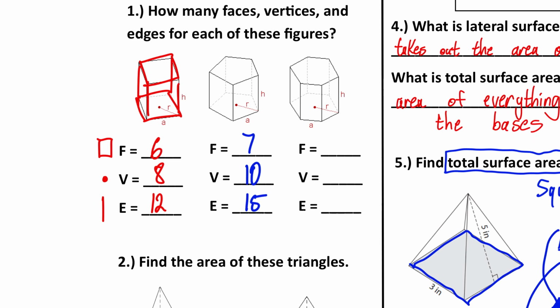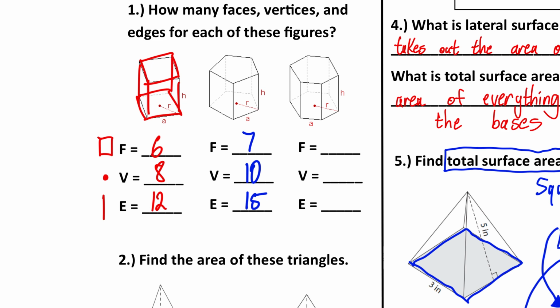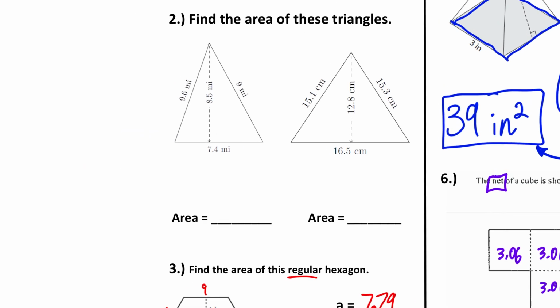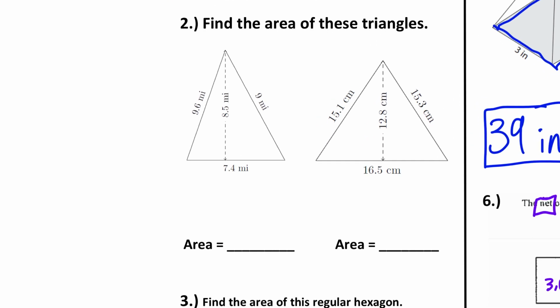15. Okay, how many faces does the third one have? Right here, 9. Should have 8, I believe. 1, 2, 3, 4, 5, 6, 7, 8, 9. Okay, vertices? 12. Remember, a vertex is a corner. There's 12 of those. All right, and then edges? 18.